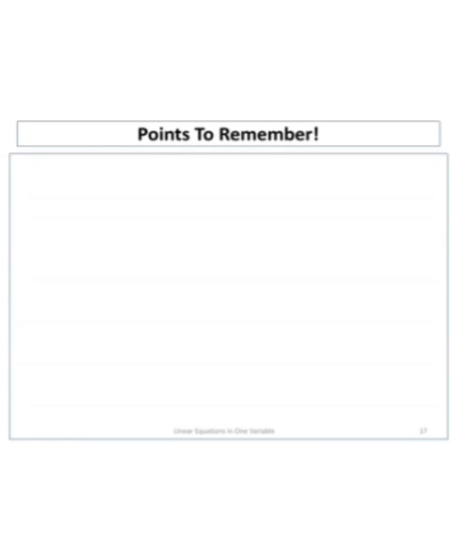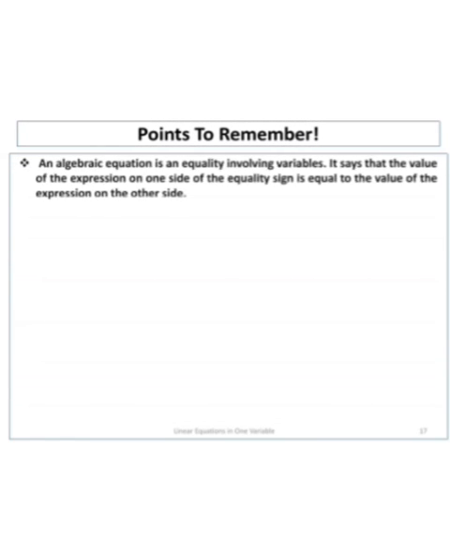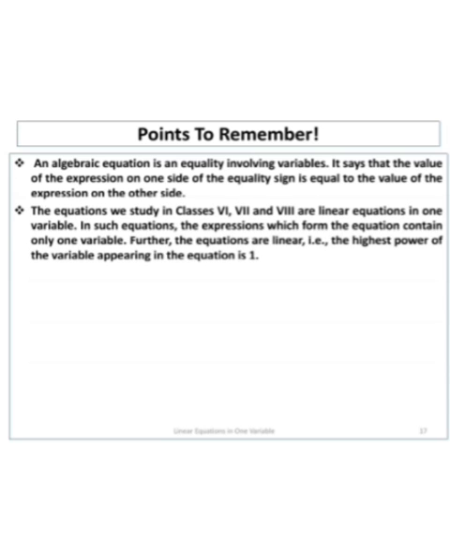Now points to remember. An algebraic equation is an equality involving variables. It says that the value of the expression on one side of the equality sign is equal to the value of the expression on the other side. The equations we study in class 5, 6, 7 are linear equations in one variable.